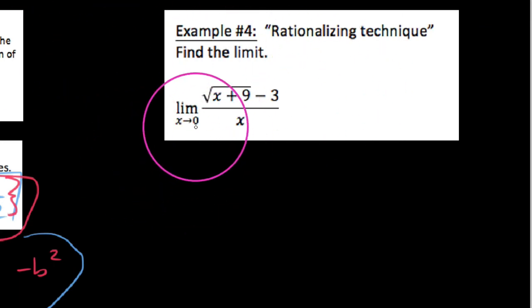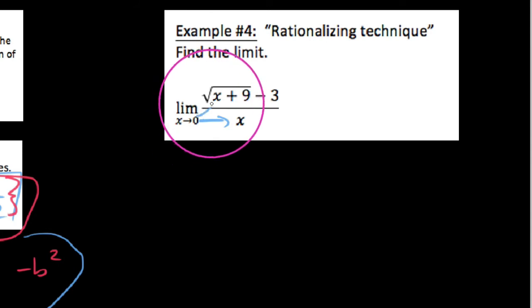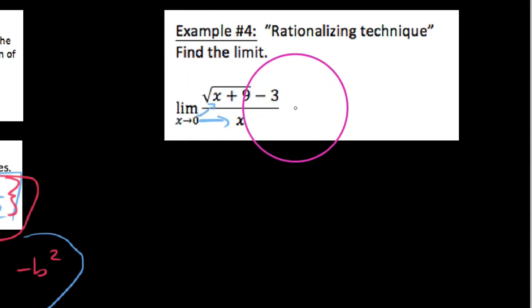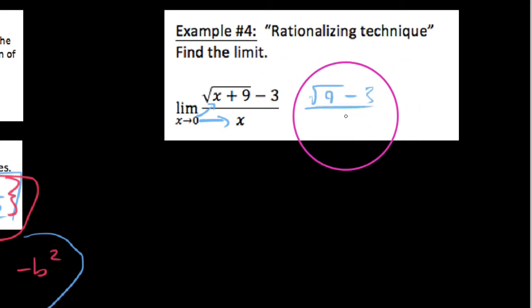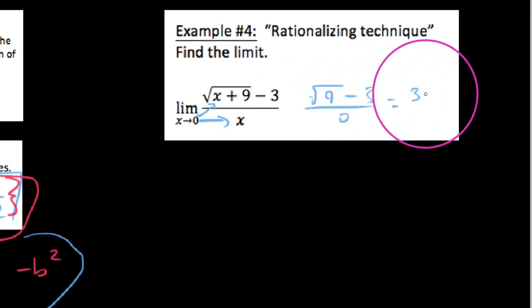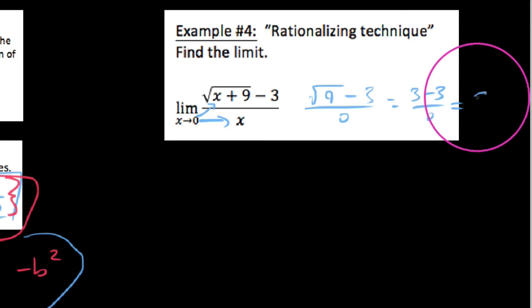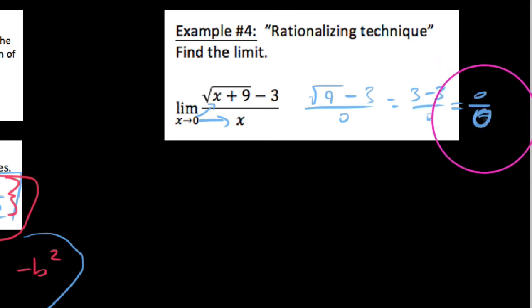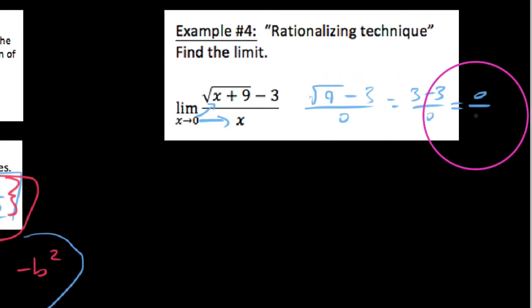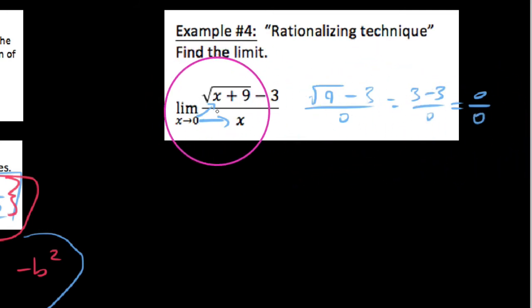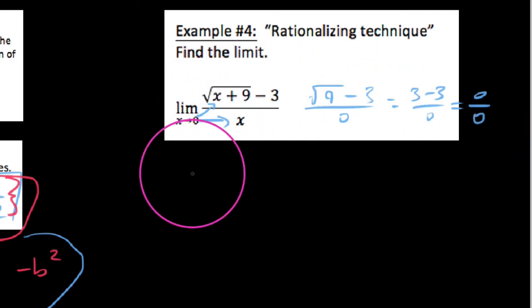I notice that if I direct substitute this 0 in right here, just mentally, I'm going to get the square root of 9 minus 3 over 0. In other words, I'm going to get 3 minus 3 over 0. Here's our indeterminate form. In an instance where we wind up with indeterminate form, we're going to have to use one of our techniques, either dividing out or rationalizing. Since I see that I have a binomial on top, I'm going to rationalize.